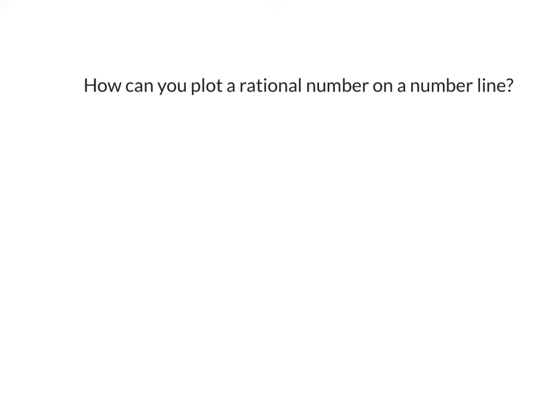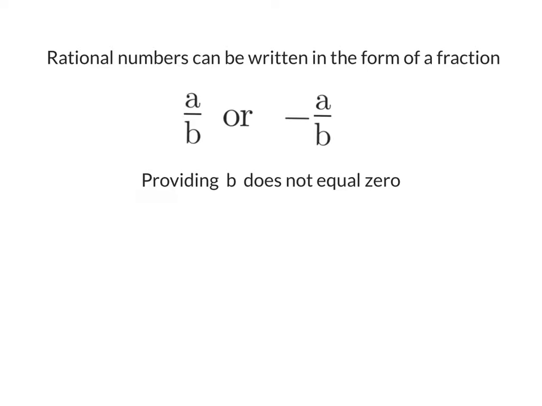Today we're dealing with how do you plot a rational number on a number line, and how do you really compare different numbers on a number line. So a rational number is a number that can be written in the form of a fraction.